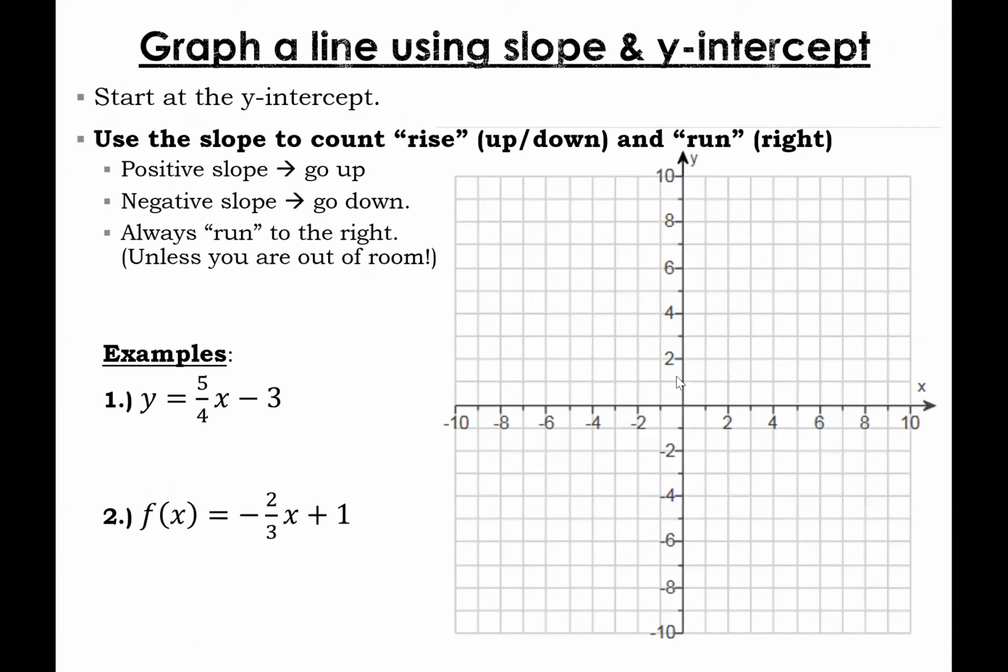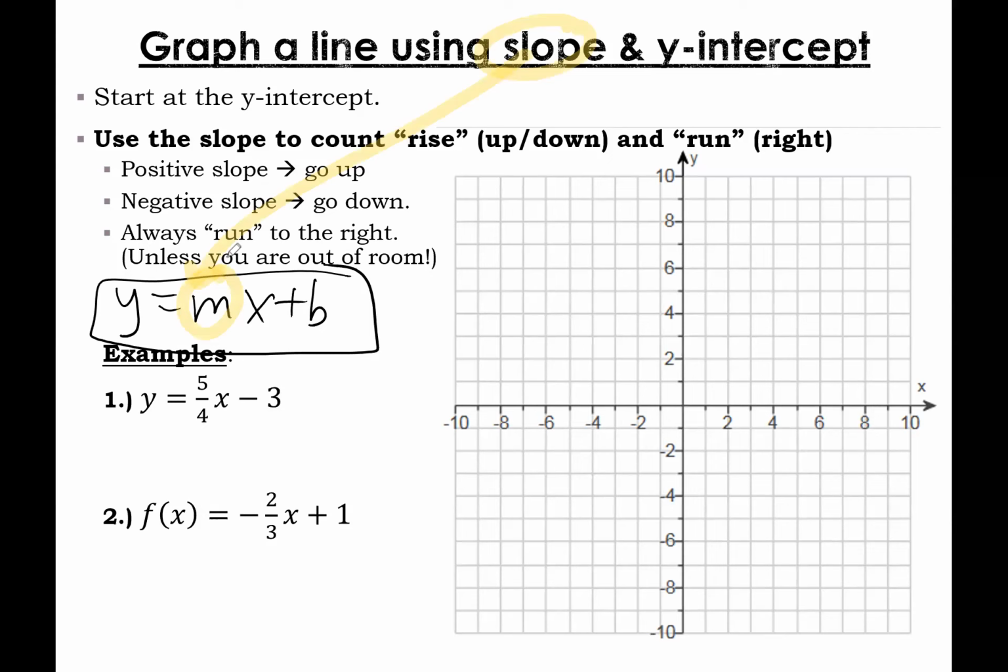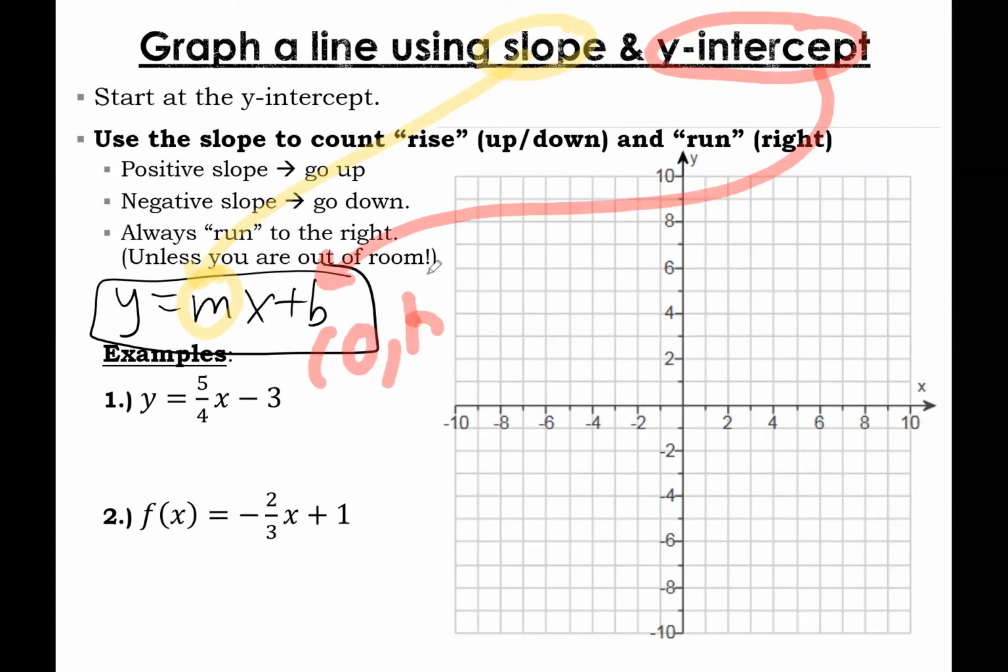All right, so graph a line using slope and y-intercept. So what does that mean? Well, we're going to use y equals mx plus b. Okay, and our slope is m. We've seen this before. So our slope is m. And then our y-intercept is going to be (0, b). All right, so let's see what this looks like for these two examples here.